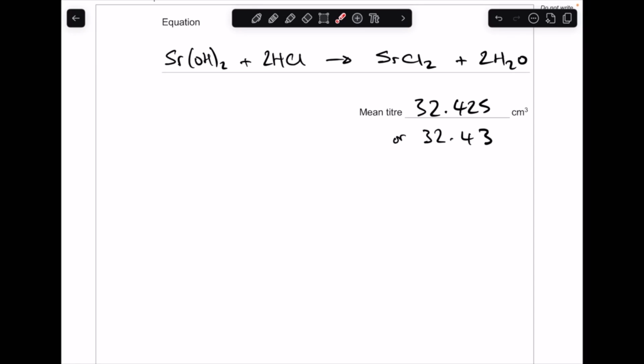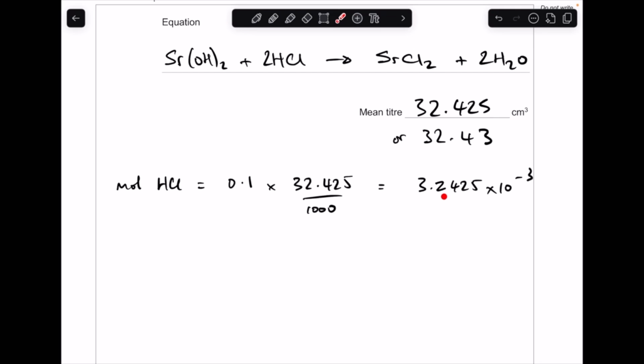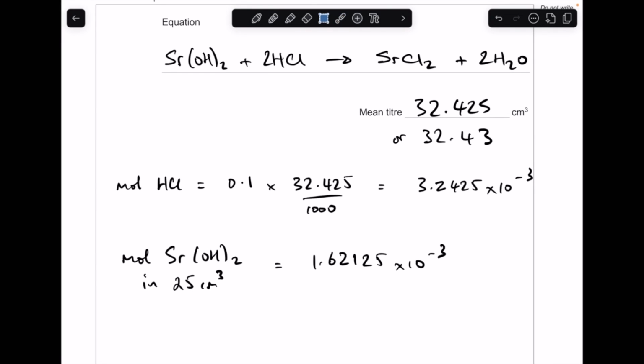Okay, so the first thing I'm going to do is work out the moles of hydrochloric acid in that mean titer. So that's just concentration times the volume in decimeters cubed. So that's coming out at 3.2425 times 10⁻³ moles. Next thing I'm going to do is apply the mole ratio. So we're going to divide by 2 to get the moles of strontium hydroxide in the 25 cm cubed used in the titration. So that comes out at 1.62125 times 10⁻³ moles.